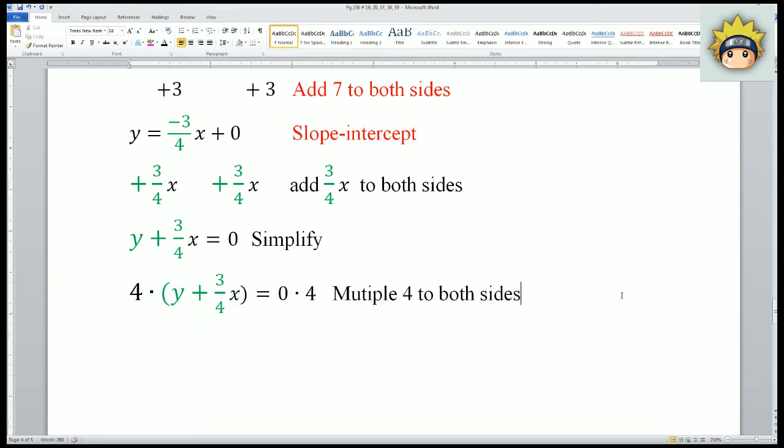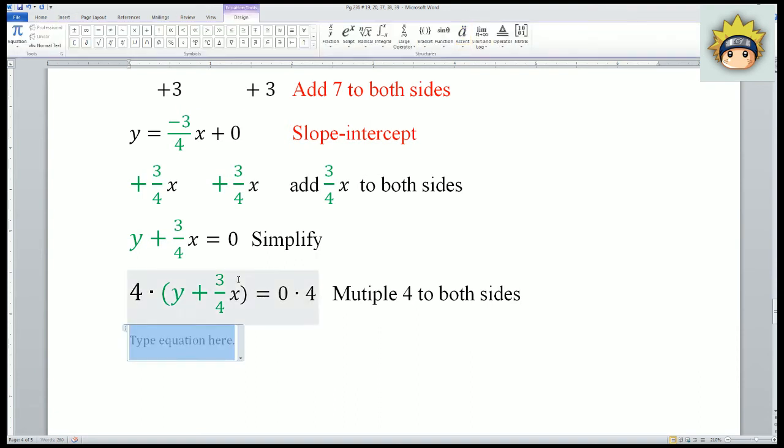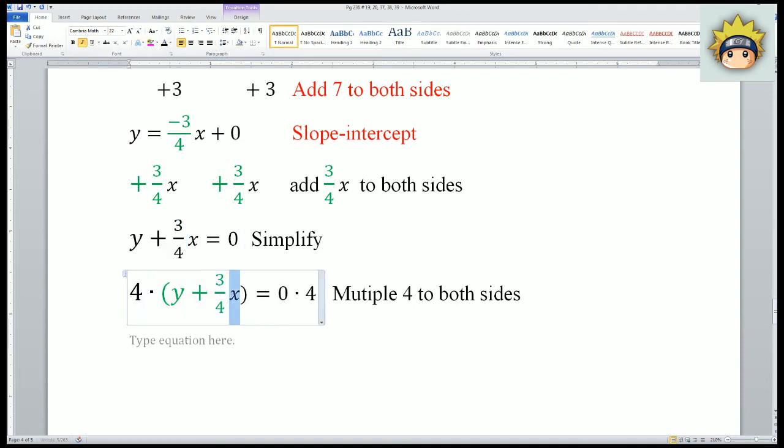The reason I do that is because now it simplifies into, these should all be black. The reason is because now you should get 4y plus 3x equals 0. 0 times 4 is basically 0. This is the standard form now.